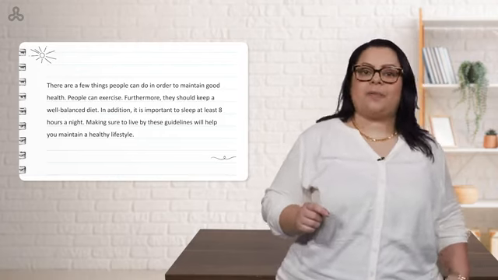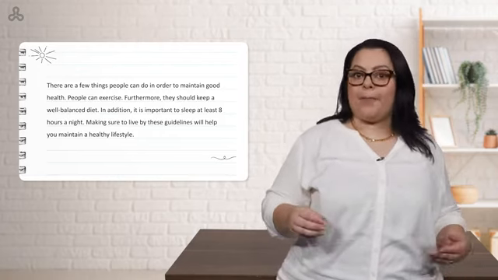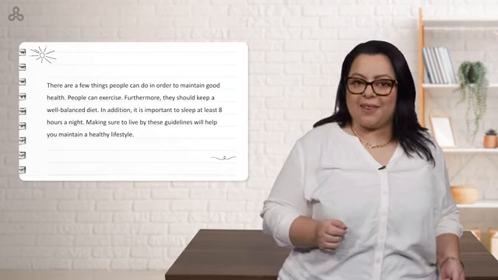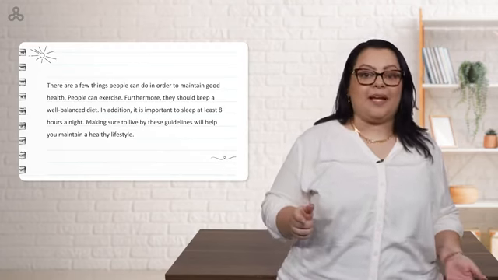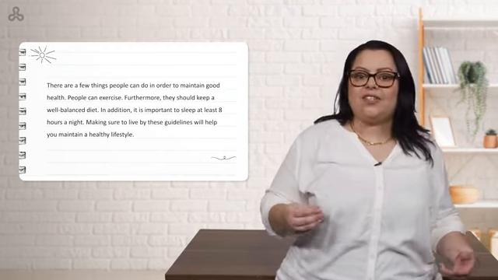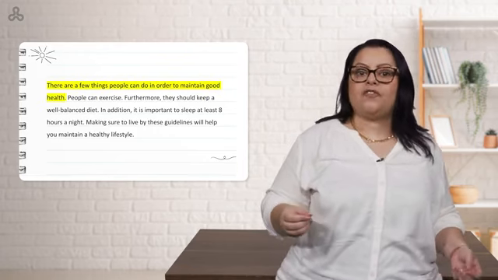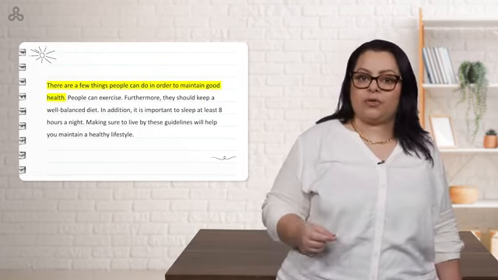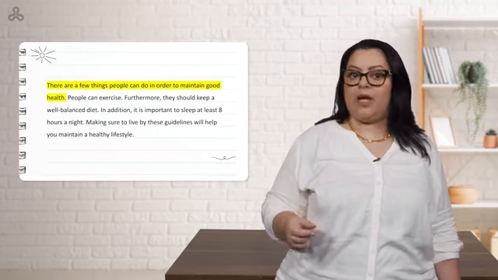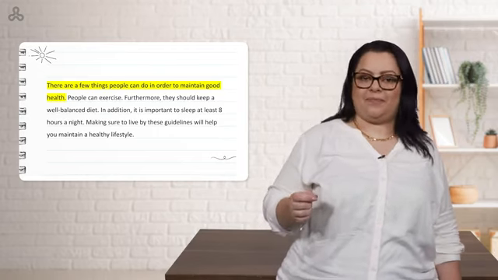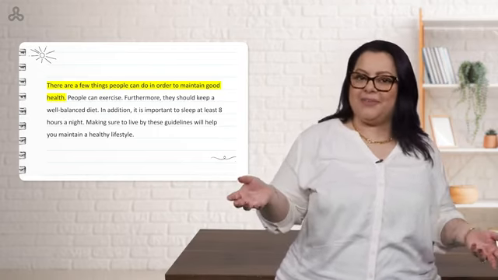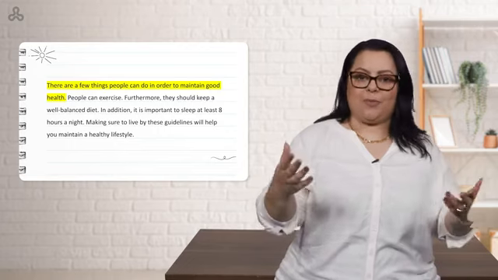The paragraph talks about good health. So the topic is how to maintain good health. What is the main idea? What is the author saying about exercise? There are a few things people can do in order to maintain good health. This is the main idea. Great! Now, what information supports the main idea?